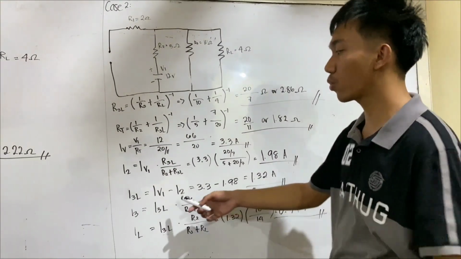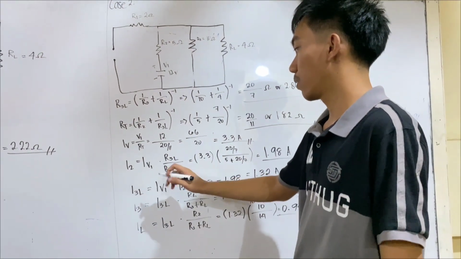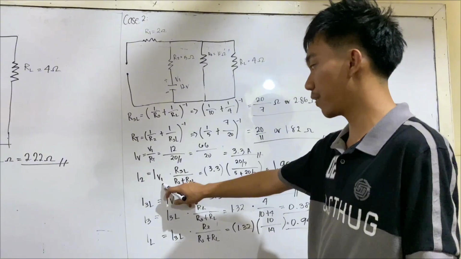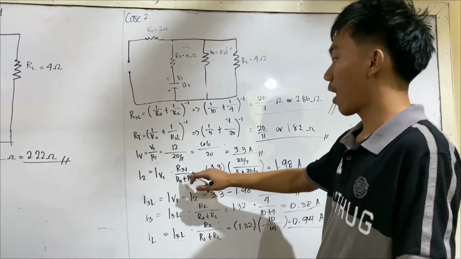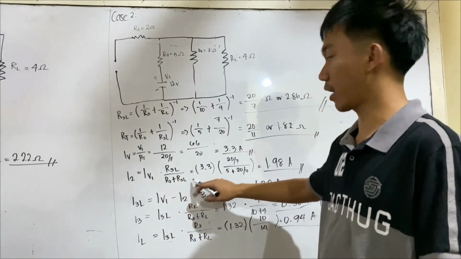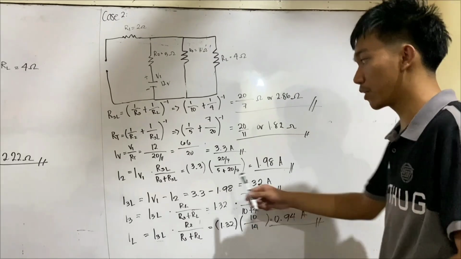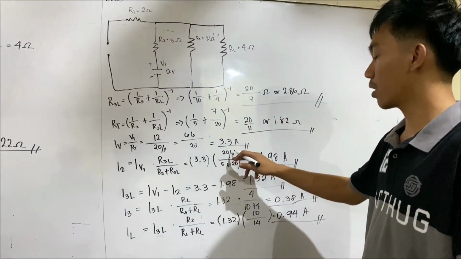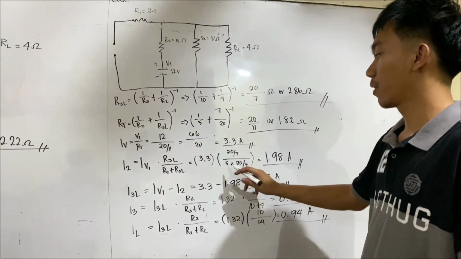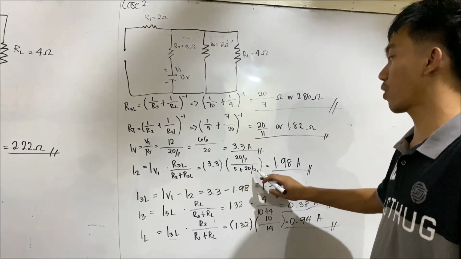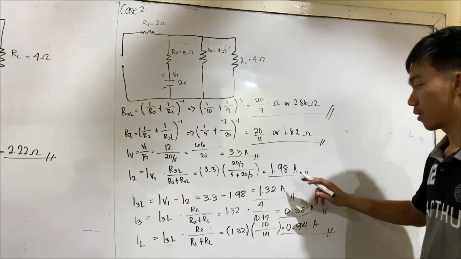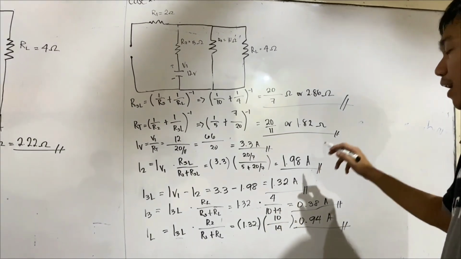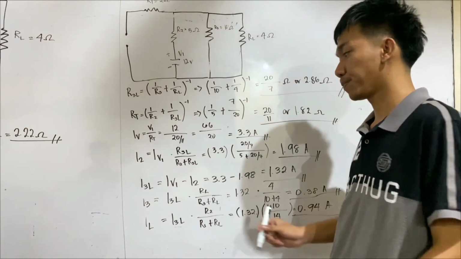Then to get our I2, we will have this formula: IV times R3L over R2 plus R3L. So we will just substitute the values: 3.3 times 20 over 7 over 5 plus 20 over 7. And we will have this value, 1.98 amps of our I2.